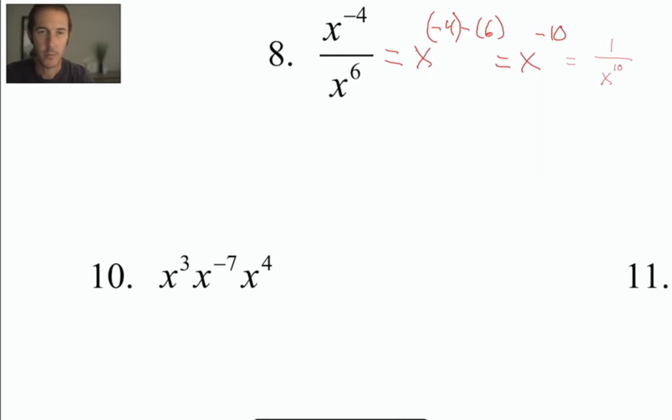So in the previous problem, number 8 even, just right above us here, we saw that when you have a quotient where you have the same base in the numerator and denominator, you get to subtract the exponents. Guess what you do when you're multiplying those like bases? You will add the exponents. So here we have x to the power of 3 plus negative 7 plus the 4, which equals, now this is a little unusual. Do I even like this? Well, we'll run with it. So it equals x to the 0.